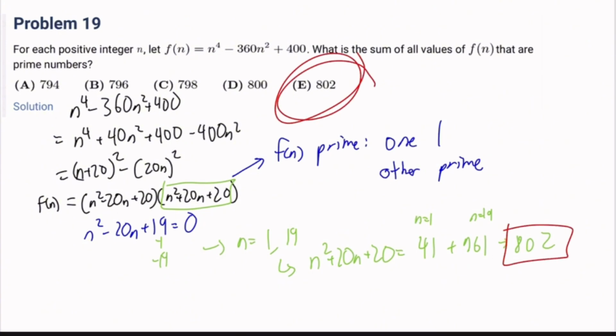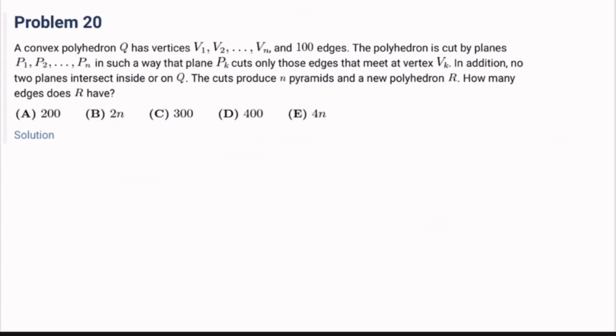It's E. Number 20. A convex polyhedron Q has vertices v1, v2 all the way to vn and 100 edges. The polyhedron is cut by planes p1, p2 all the way to pn in such a way that plane pk cuts only those edges that meet at vertex vk. In addition, no two planes intersect inside or on Q. The cuts produce n pyramids and a new polyhedron R. How many edges does R have?